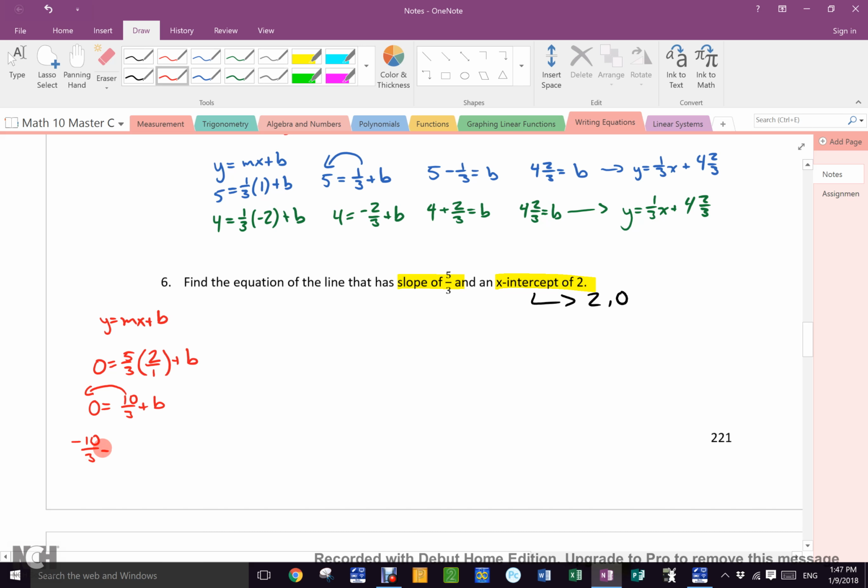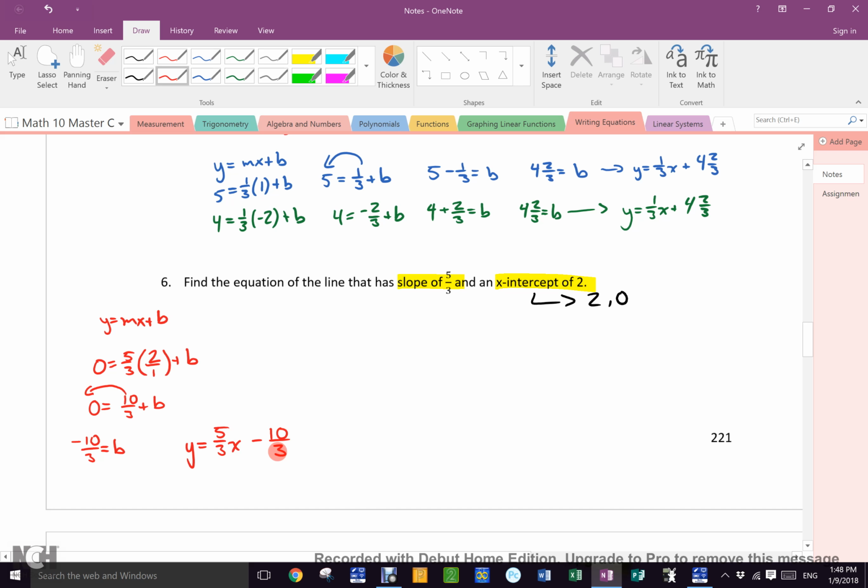Negative 10/3 equals b. So now, do I have an m? Yep, 5/3. Do I have a b? Negative 10/3. Can I write this out? What would it be? Y equals 5/3x plus, b is negative 10/3. So negative 10/3. Everybody cool?